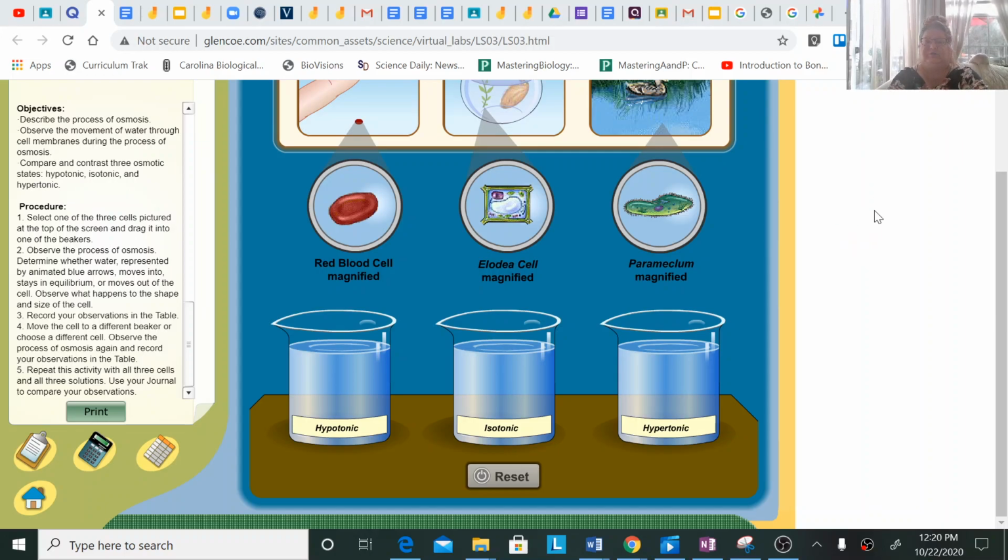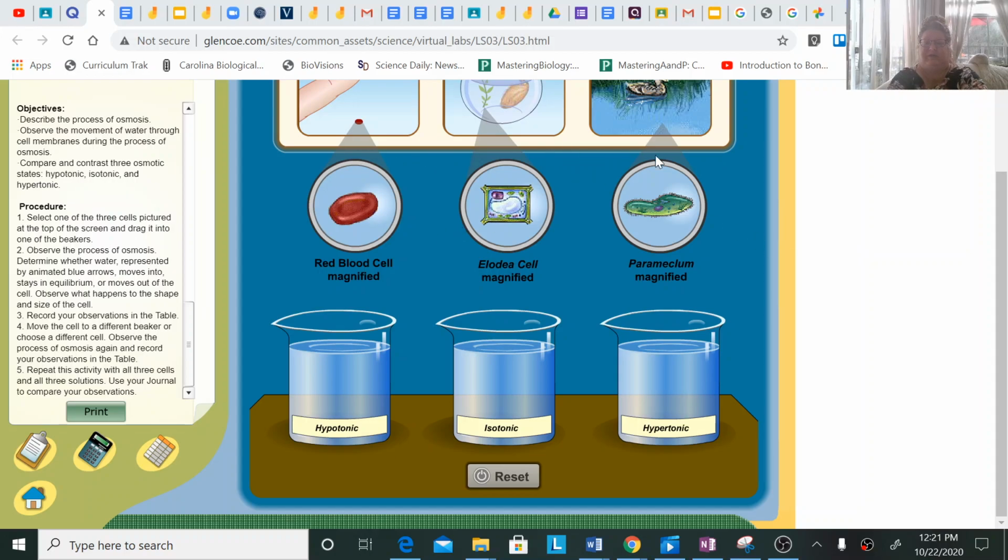So as I show you each of these cells, I want you to fill in the chart that's in our Google Slides. You want to look at whether or not the cell gets bigger, in other words, the cell is gaining water, whether or not the cell stays the same, meaning that the cell gains water and loses water at the same rate, or whether or not the cell gets smaller, in which case that means the cell is losing water.